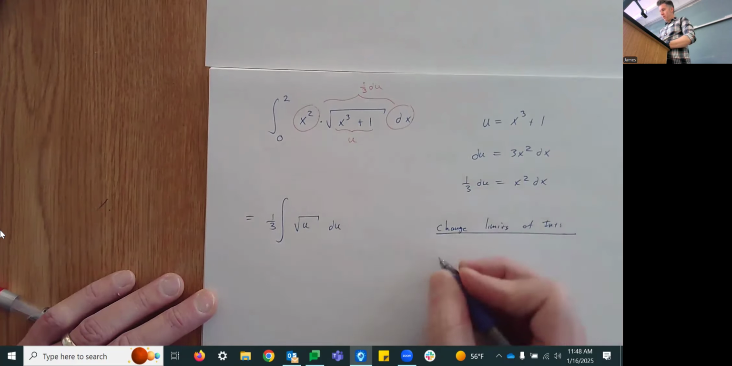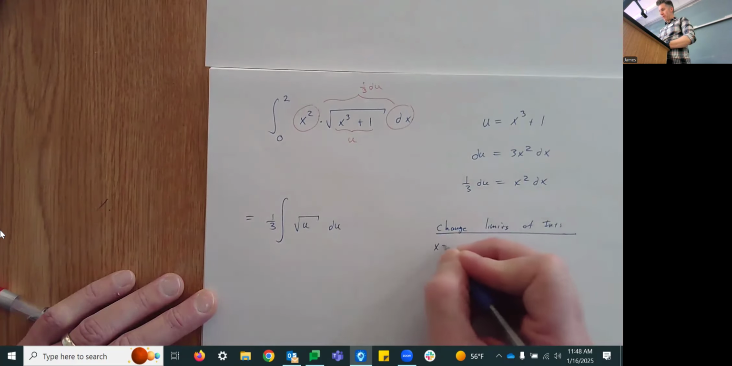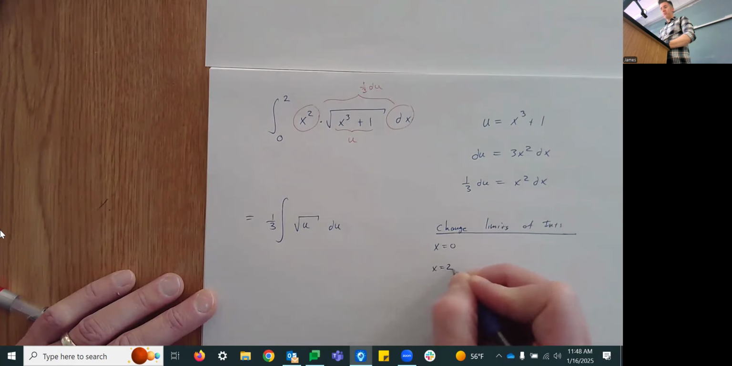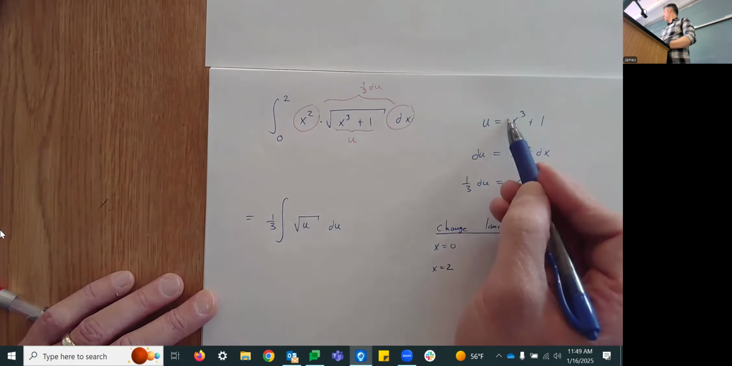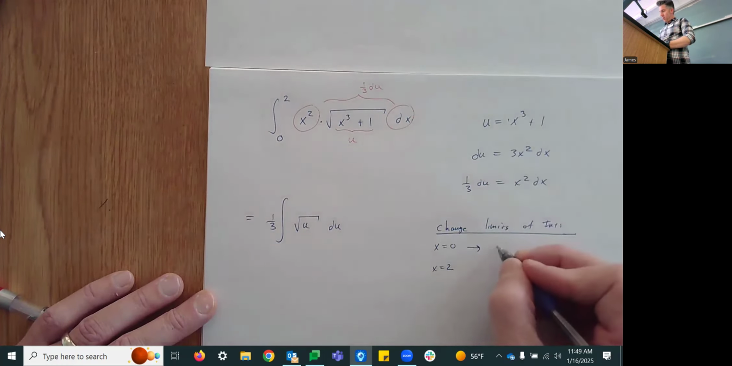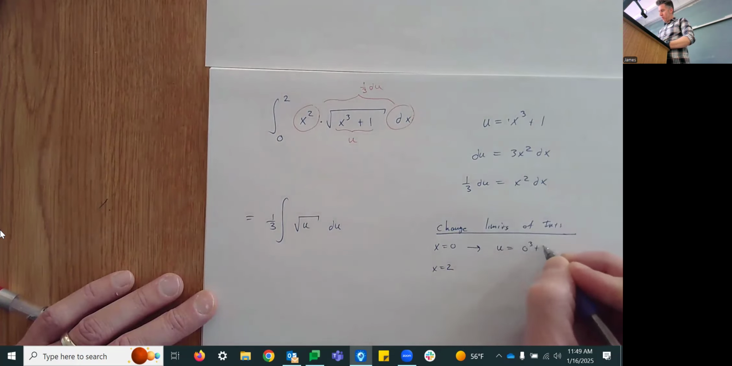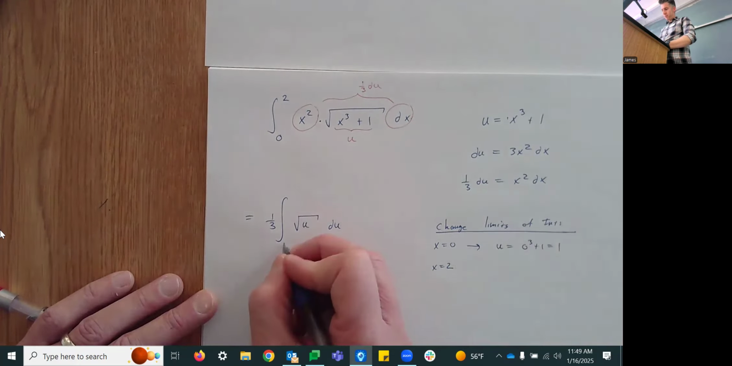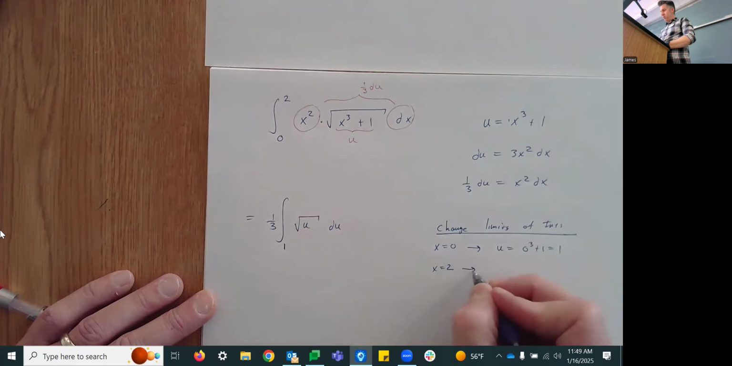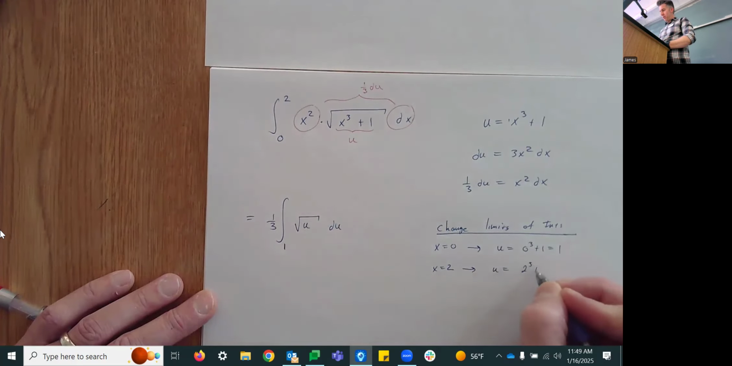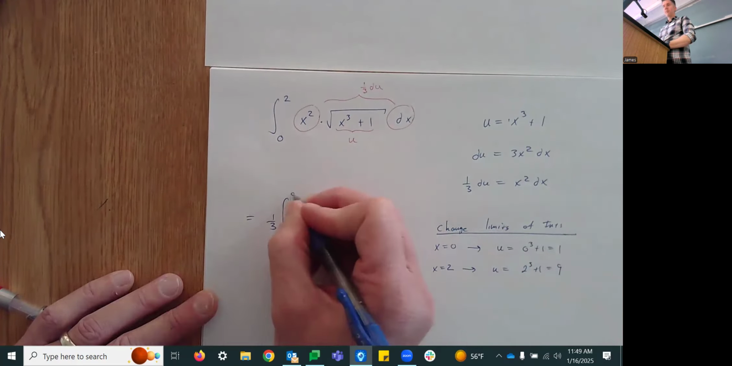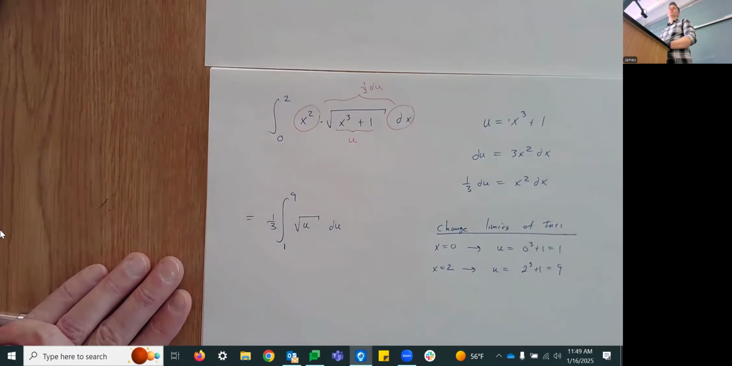So we were told that the limits were x equals 0 and x equals 2. But if x equals 0, then u is going to equal 0 cubed plus 1, which is 1. And if x equals 2, u is going to equal 2 cubed plus 1, which is 9. And now we integrate.